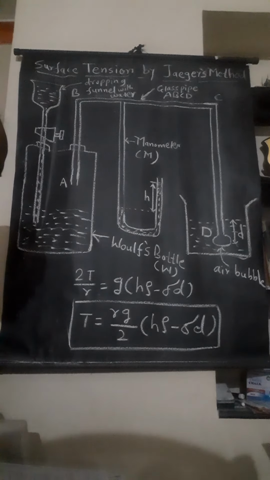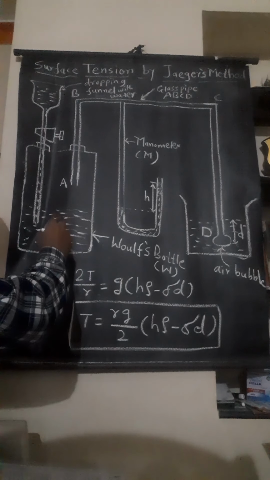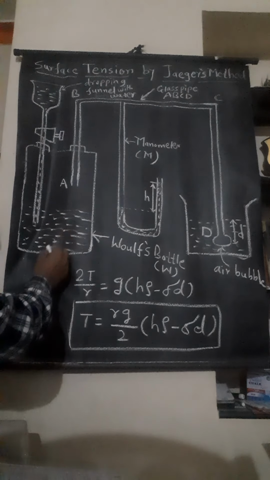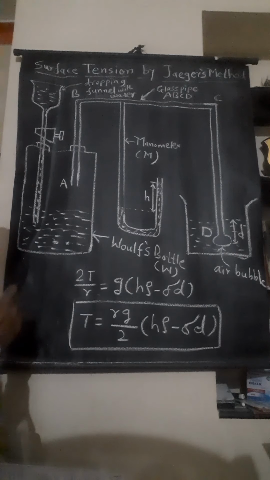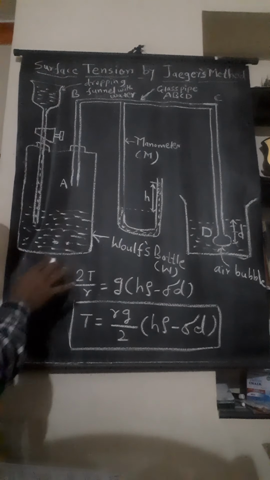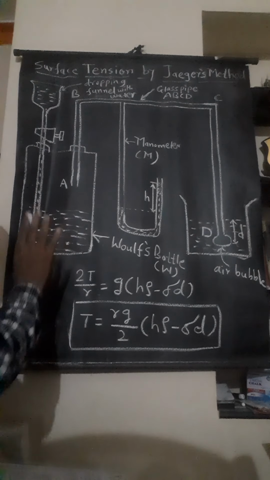So there are two molecular forces. First is the cohesive force, called cohesion, which is the force of attraction between molecules of the same substance. Suppose this is water, and the force acting between two molecules is the cohesive force. An example is the force acting between two molecules of water.